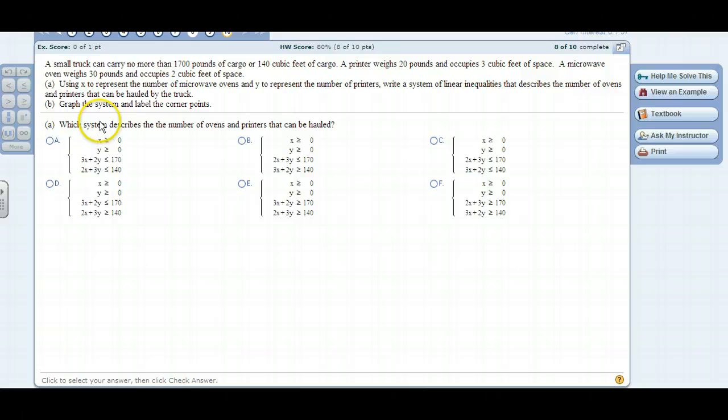Okay, so x is the number of microwaves, y is the number of printers. So obviously that's where you're getting the greater than zeros. But then it's the other two things that you're solving there as well. Okay, so you're looking for the system that satisfies this: no more than 1,700 pounds, no more than 140 cubic feet of cargo space. Alright, so just make sure you're paying attention to that.